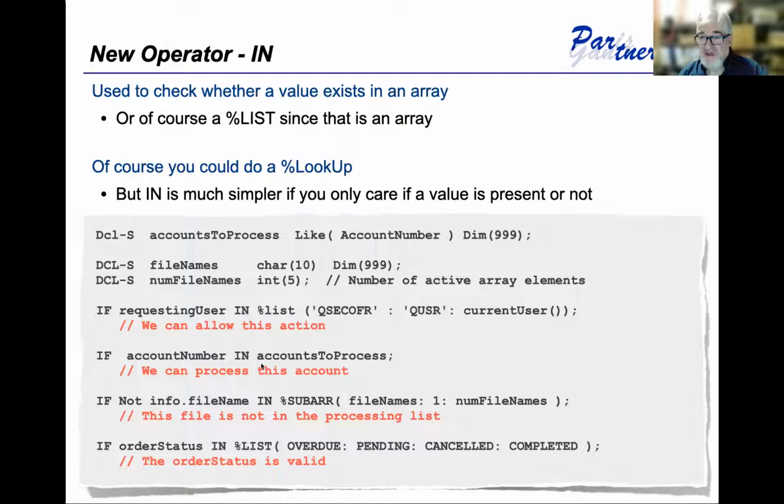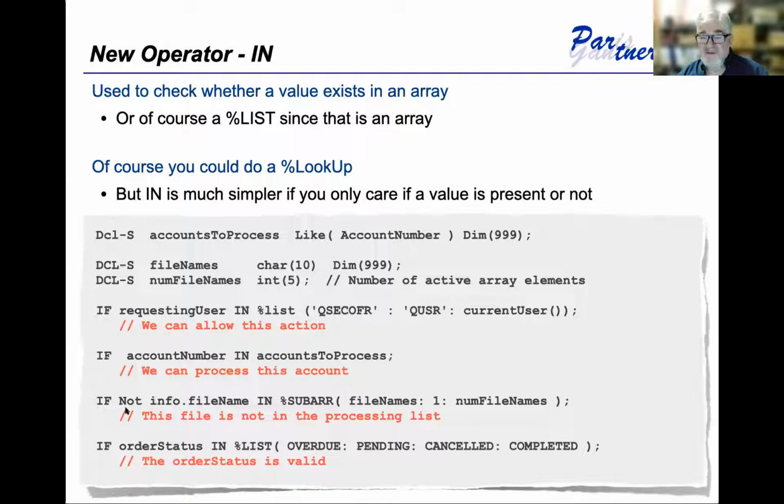If the account number is in the list of accounts to process, so if it's in here, I've built up this array during some other process, and it contains a list of all the account numbers I need to do further processing on. Maybe it's the list of all the people who have overdue accounts, that kind of thing. Similarly, if info file name in the subarray of active, so I'm looking at the subarray of active files, the ones that have actually been loaded into here.